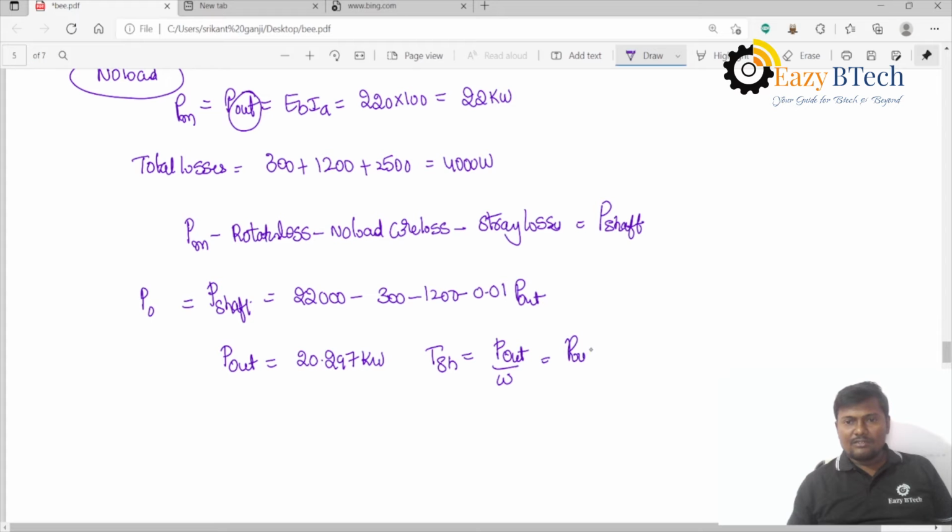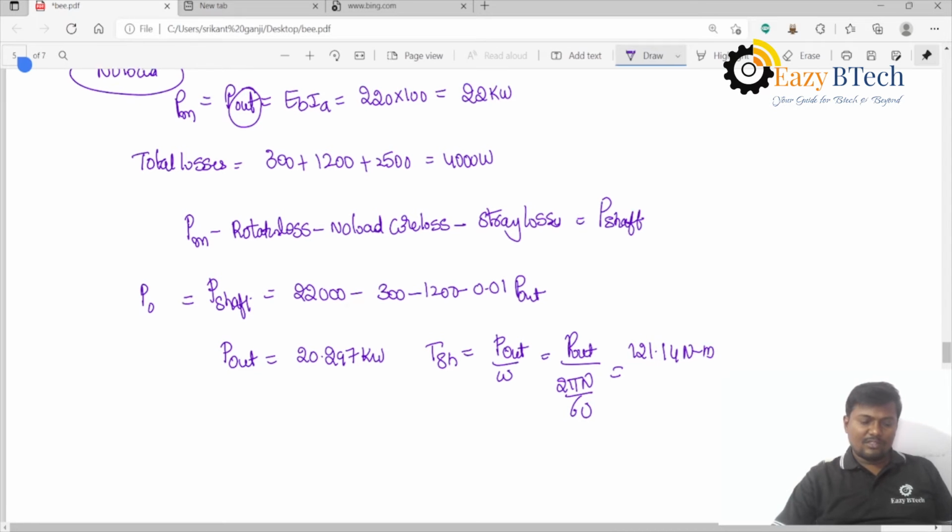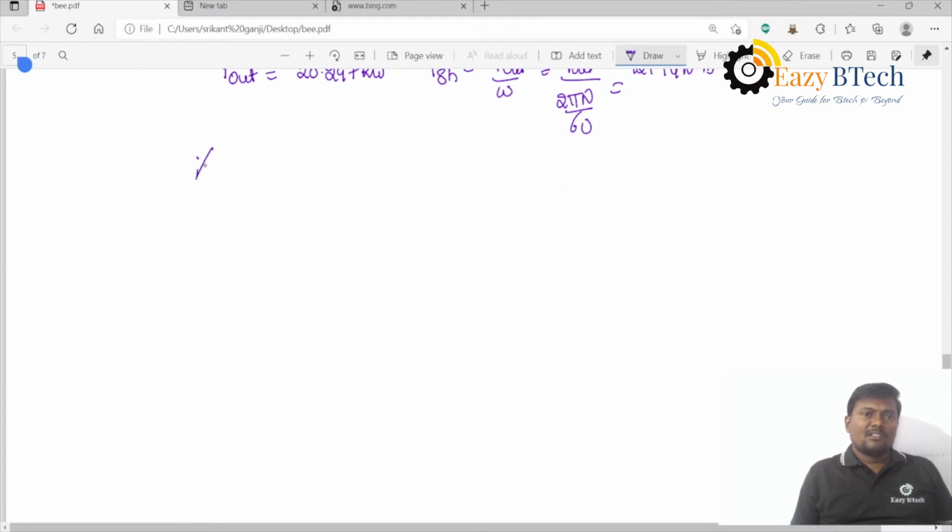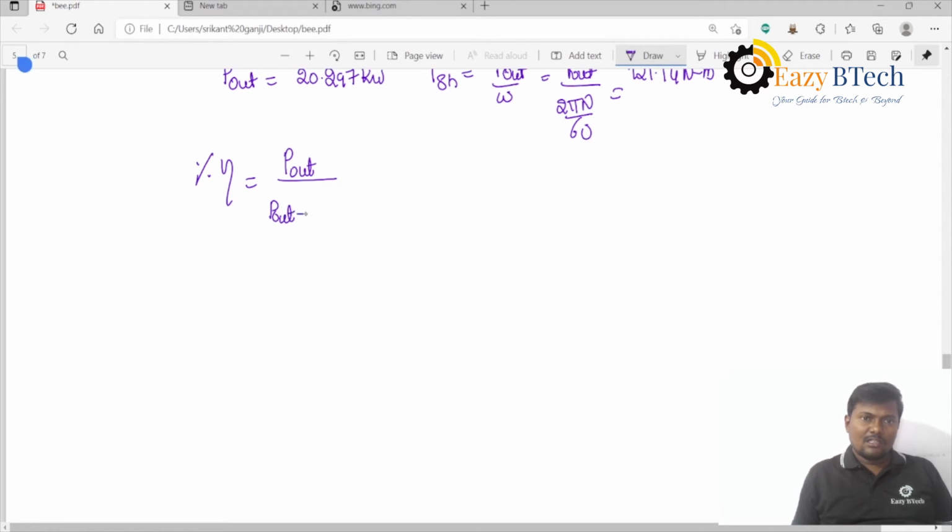The shaft torque is equal to power output divided by omega. So power output divided by 2 pi N by 60. The value of the speed is given as 1600 rpm. Substitute here, then I got the torque as 121.14 Newton meter.